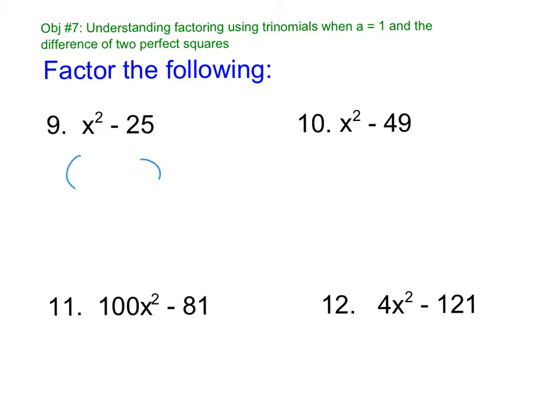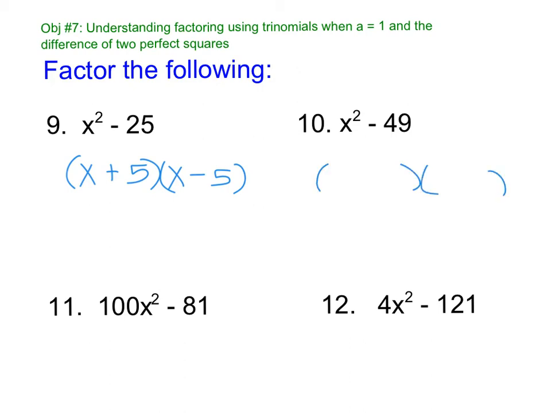So that means I know x times x gives me x squared. 5 times 5 gives me 25. So it's the exact same thing with opposite signs. That's it. When I multiply those out, those middle two terms cancel out because it's the exact same thing with different signs. So what do you think number 10 is? Write down what you think your answer is.